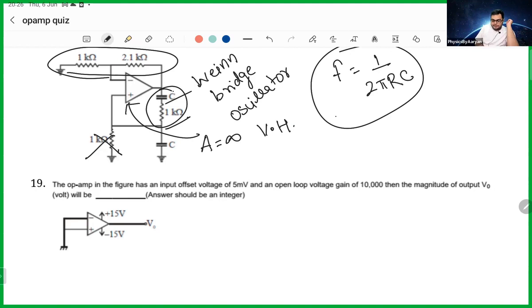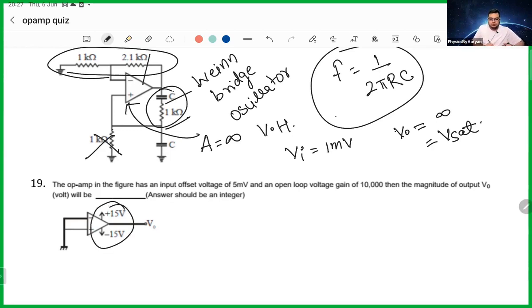So if the input voltage is, let's say, very small, 1 millivolt, then the output voltage will go very high, let's say infinite. But the problem is that it cannot go to infinite. Nothing can go to infinite. So it can go to the maximum saturation voltage. What is saturation voltage? Saturation voltage is the voltage which you are giving to an op-amp to operate it. Usually this is written like this. You see here it is given 15 volt and minus 15 volt. Similarly, in that diagram also there is some saturation voltage, but it is not shown. But it is always there in an op-amp.